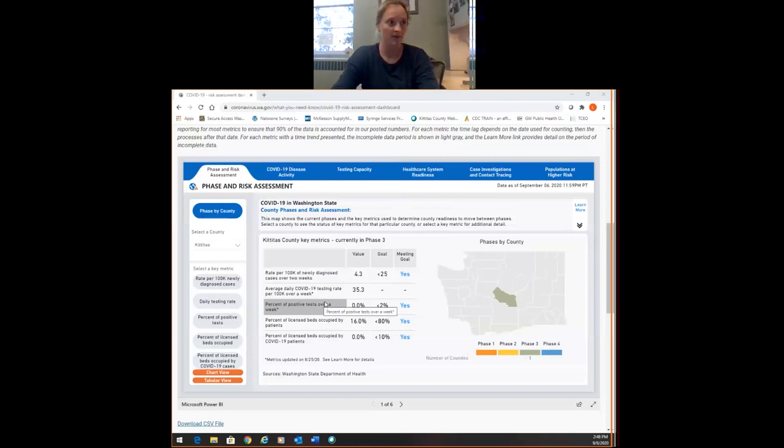The healthcare system readiness metrics are the percent of licensed beds occupied by patients and the percent of licensed beds occupied by COVID-19 patients. This is just to see how our hospitals are doing. Are they nearing capacity? Are they well past capacity? And this information is reported directly from the acute care hospitals.